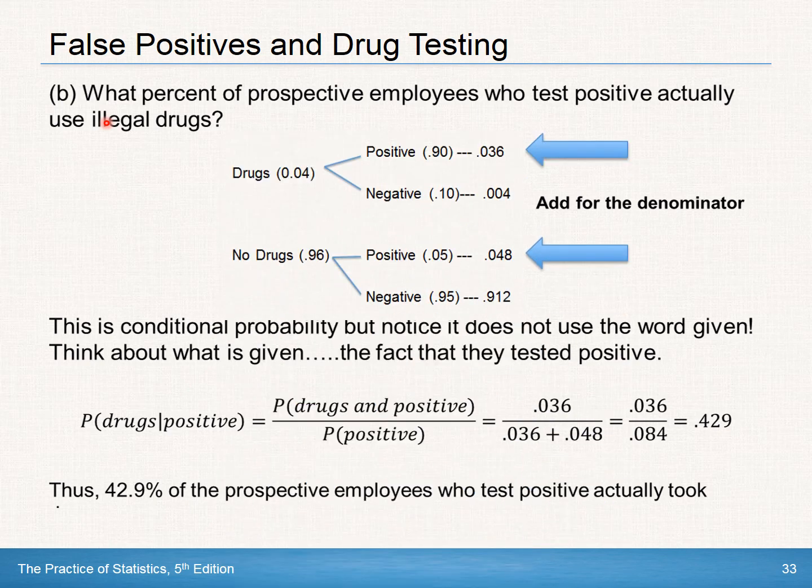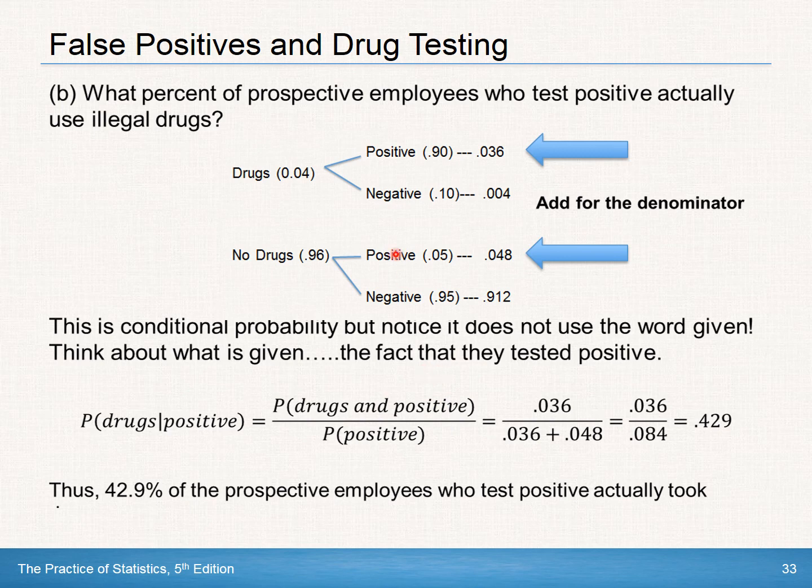Okay, so let's take a look at this. What percent of prospective employees who test positive actually use illegal drugs? So here are a percent of employees that actually test positive. Okay, so the tree diagram is going to help us for it. This is a conditional probability, but once again, notice that we didn't use the word given. You're going to have to think about what was given. What do we already know? We already know that they tested positive.